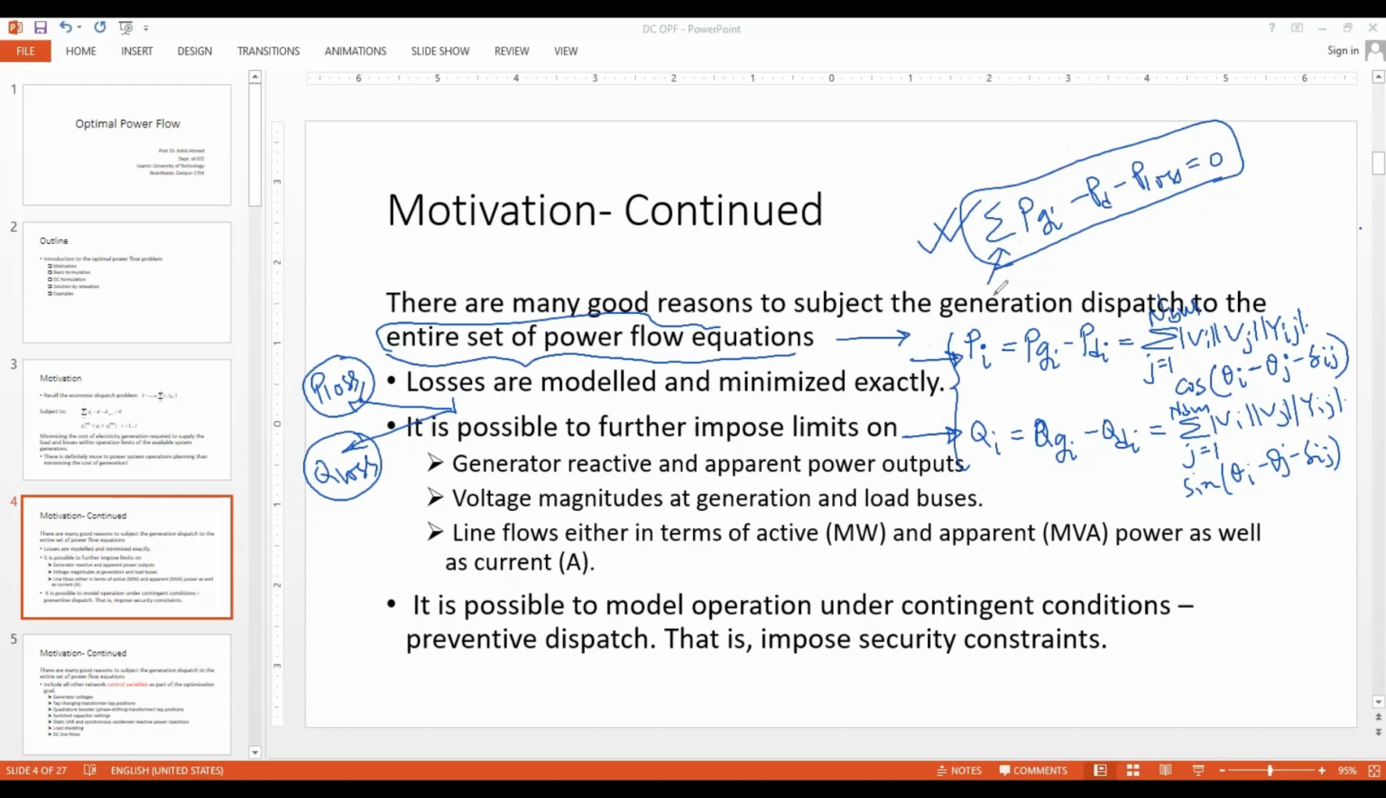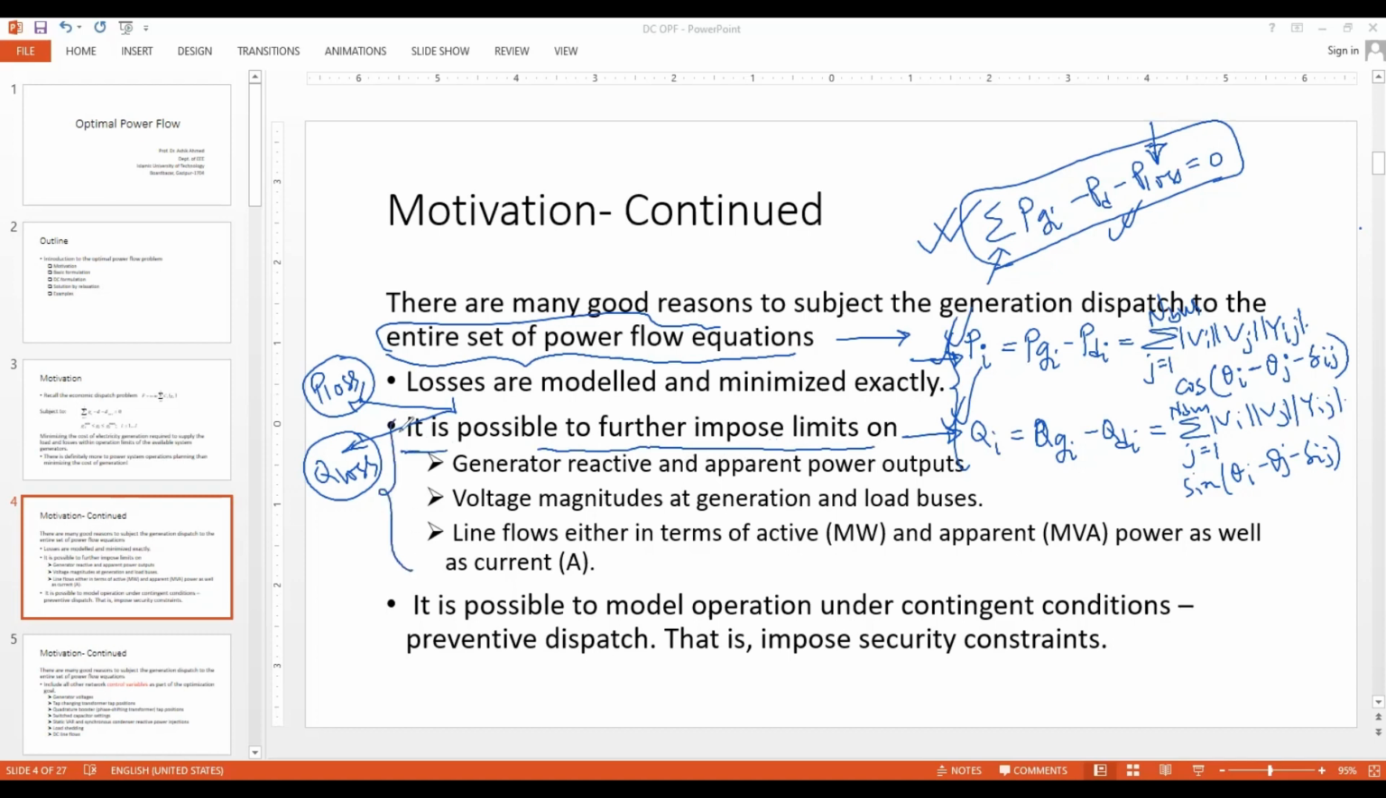And once we do that, you see that automatically when we solve the full AC power flow analysis, the loss part is always taken care of within the problem itself. So instead of going for this kind of expression, we may also go for this kind of more generic expression. And as I just said, it is also possible to further impose limits, with respect to ELD.